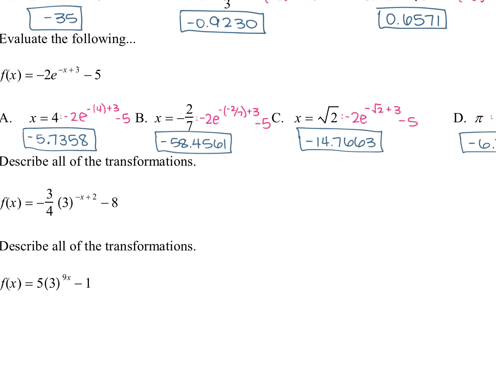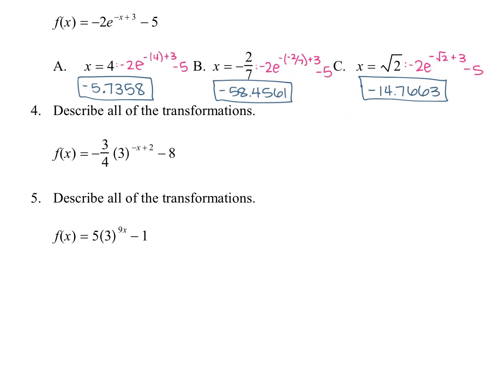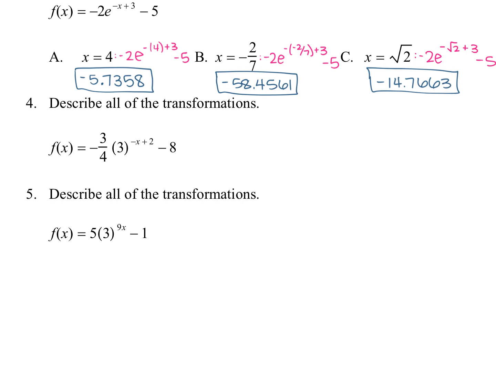For examples 4 and 5, you're describing all of the transformations. For number 4, we have f of x is equal to the opposite of 3/4 times 3 to the power of -x plus 2 minus 8. The negative that's in front of the 3/4 is a reflection. Remember, anything out front or in the back is vertical, so that reflects over your x-axis. Next, we have that 3/4. It's in front, it's not attached to the x, so we're going to keep it the 3/4. 3/4 is less than 1, so that means we have a vertical shrink by a factor of 3/4.